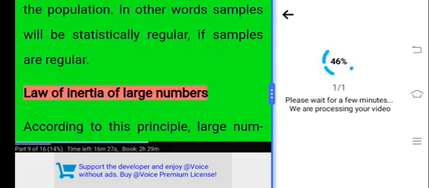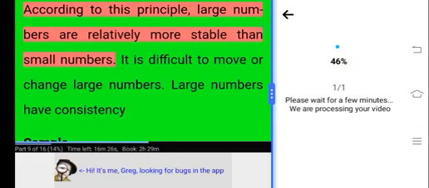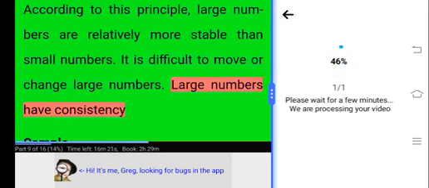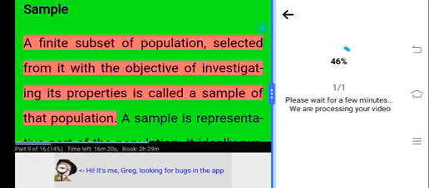Law of inertia of large numbers. According to this principle, large numbers are relatively more stable than small numbers. It is difficult to move or change large numbers. Large numbers have consistency.